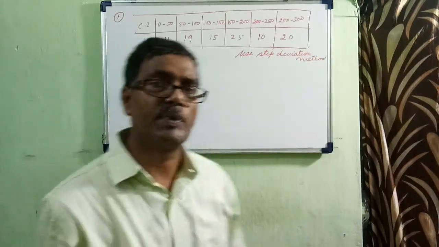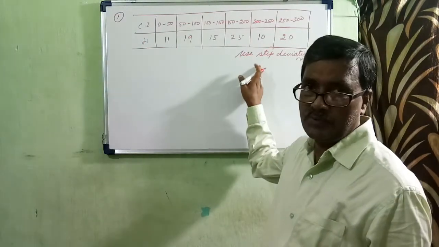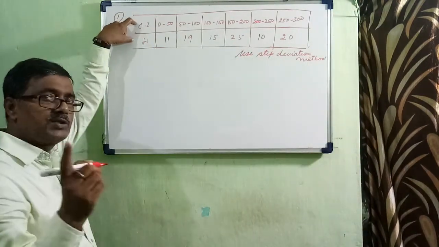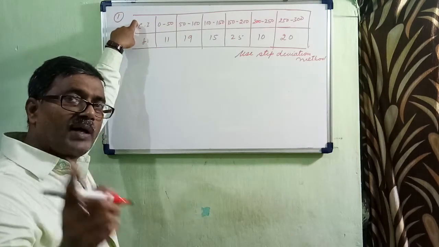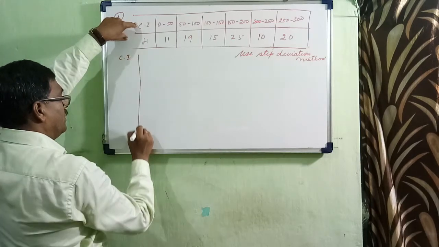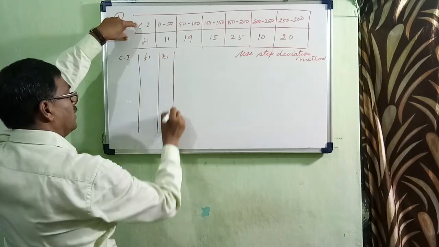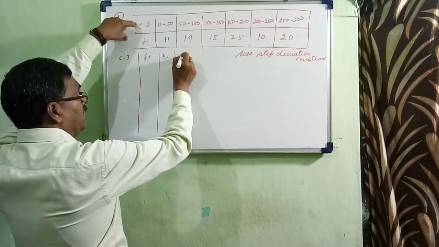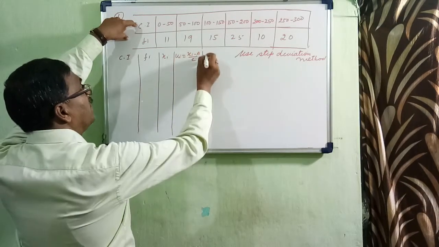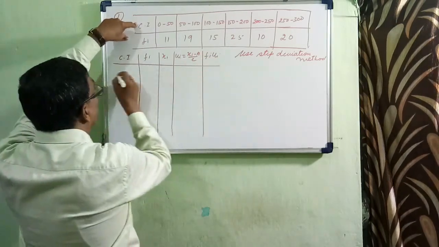So to use this method, you remember how many columns are required. In order to find the step deviation method, you need CI. As soon as the question is given, it is always given in horizontal form. You must write it in vertical form: CI, FI, XI. UI you need. What is the formula of UI? Then you need FI UI. These are the columns which we require.